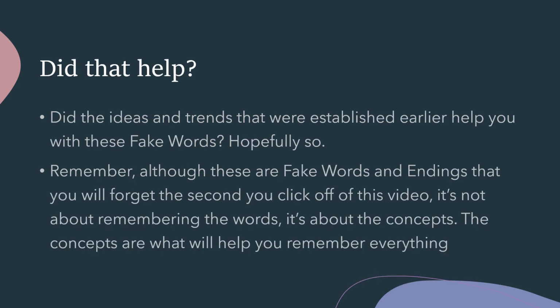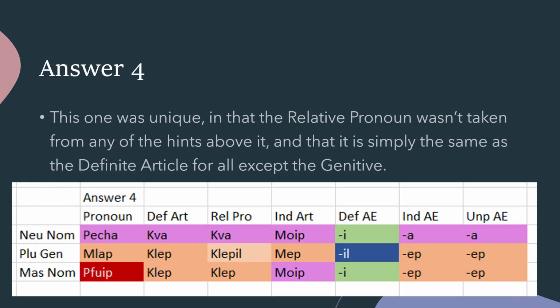Did that help? Did the ideas and trends that were established earlier help you with these fake words? Hopefully so. Hopefully you got every single question right. Now remember, all of these are fake words, and they're fake endings as well, that you will forget the second that you click off this video. You're not going to remember any of these fake words. You're not going to remember what the masculine nominative relative pronoun was. What was it even? That was klep, maybe? Let me actually look. It was klep.